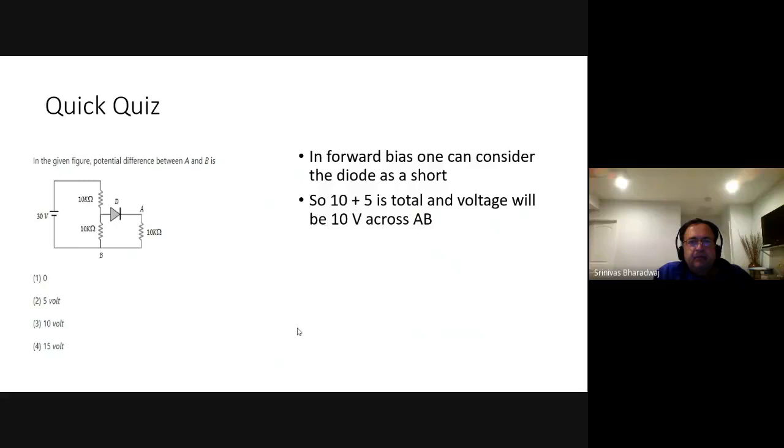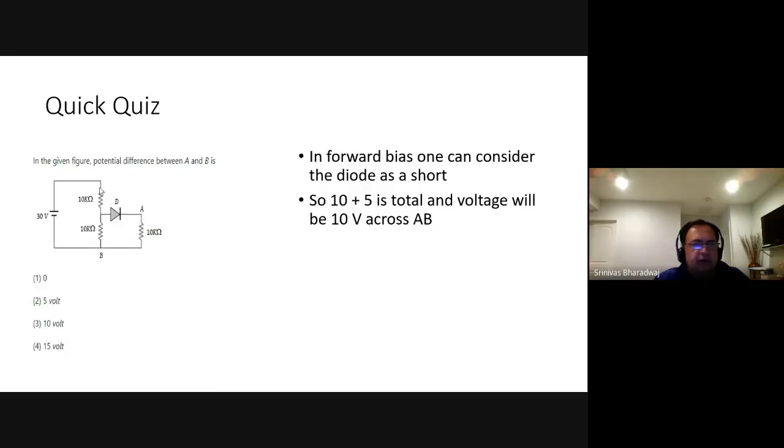The potential difference between A and B, right? Let me tell you, the short line is the representation of a diode. A diode is just a PN junction. The straight line represents the N side, and this represents the P side. In the figure below, the potential difference between A and B is... This is a very simple thing. He's asking whether you understand the difference between forward and reverse bias.